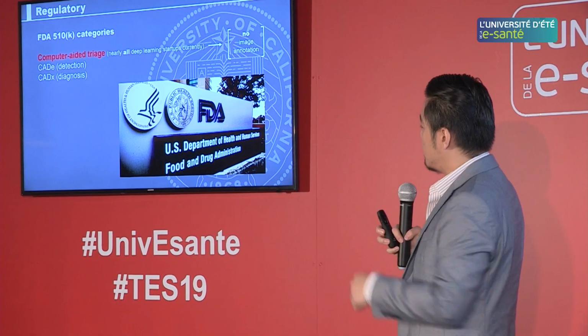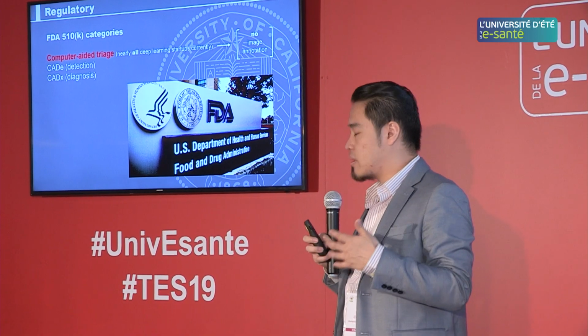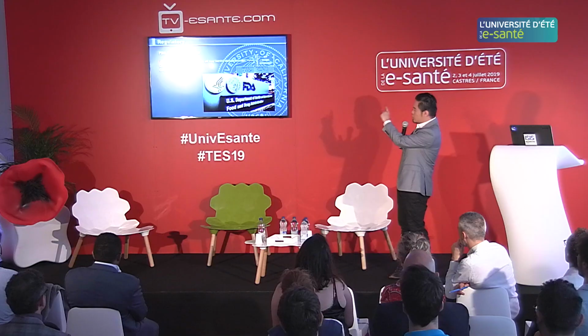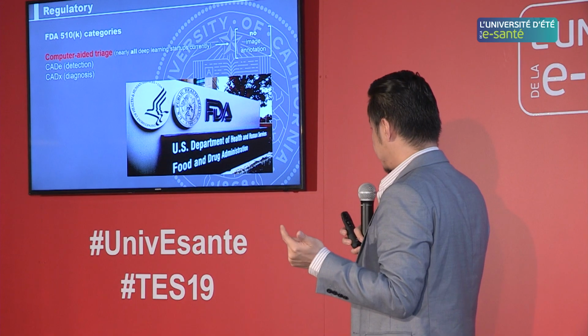And so in the US, we have multiple different categories, but there's been a new regulatory pathway, computer-aided triage, I've highlighted in red, that has just been created in the past year. This pathway allows an algorithm simply to go through a list of patients and identify which patients need to be read first. So which patients have a positive finding that needs to be attended to by a physician.